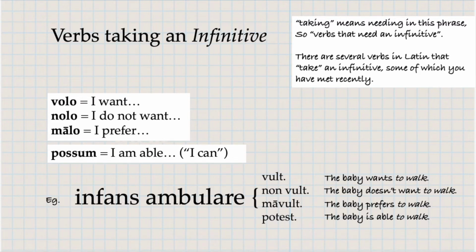So, for instance, infans ambulare vult is the baby wants to walk. Infans ambulare non vult, the baby doesn't want to walk. Infans ambulare mavult, the baby prefers to walk. And infans ambulare potest, the baby is able to walk. So these are called verbs that take an infinitive. Taking means needing in this phrase, so they're verbs that need an infinitive to follow them. There's several verbs in Latin that go like this, and these are the ones that you've seen most recently.